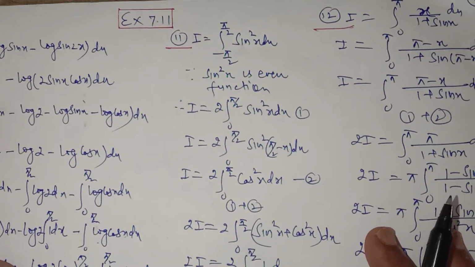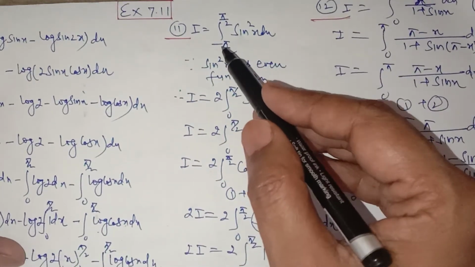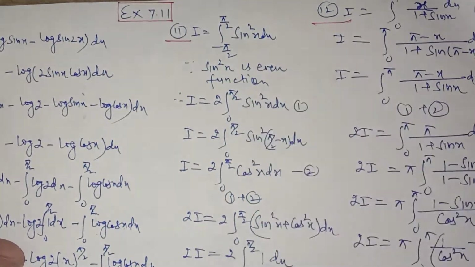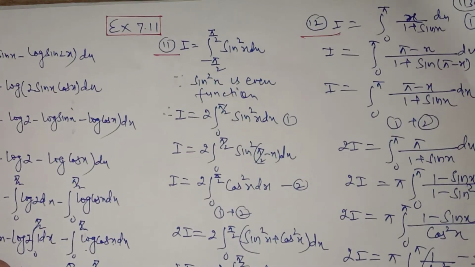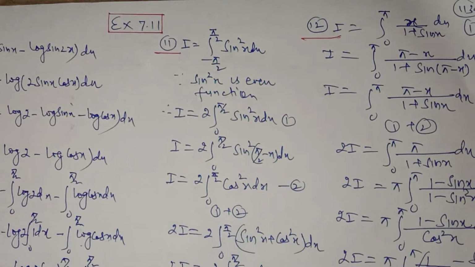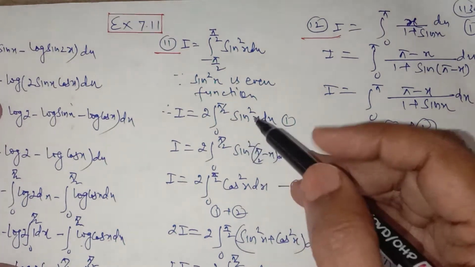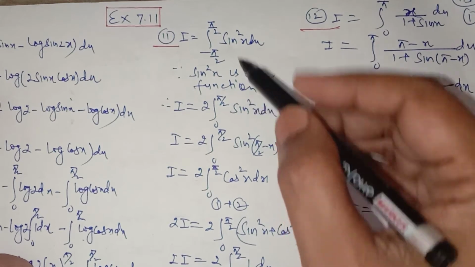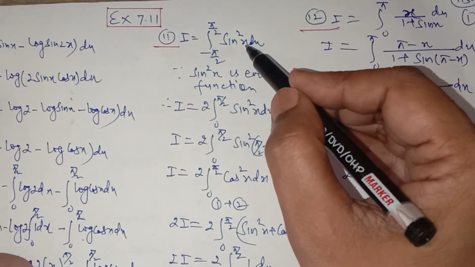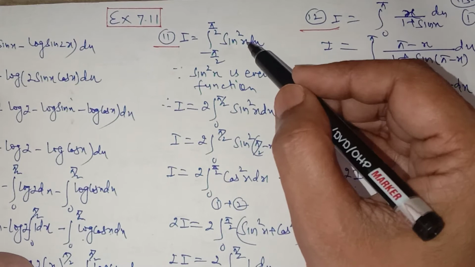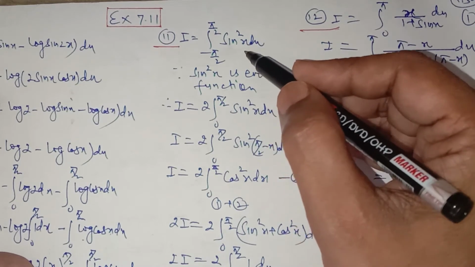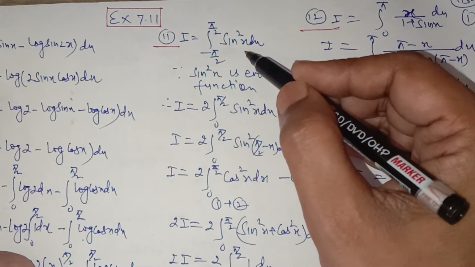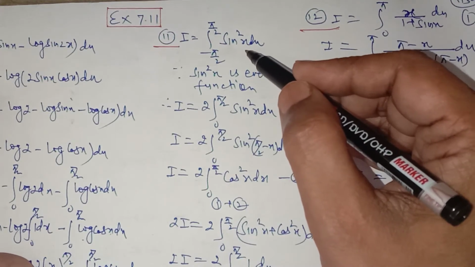Now in question number 11, see the limit, it is from minus pi by 2 to pi by 2. Now whenever we have the limit from minus a to a, we have done the property. If it is an odd function, then its answer is 0, and if it is an even function, then it is equal to twice the integral from 0 to a of f(x). So the limit is minus pi by 2 to pi by 2, and sin square x is an even function, because if you replace x by minus x, you are getting sin square x. I have explained it very well in the starting of the definite integrals, that is, before the starting of exercise 7.9.